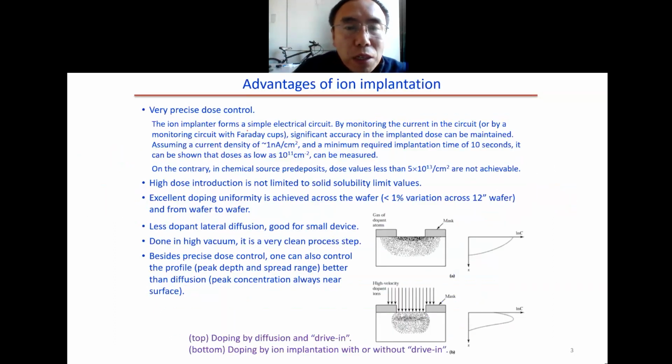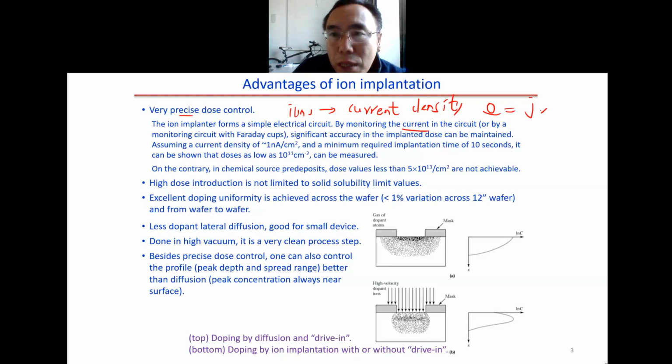For the advantages of ion implantation, first we have precise dose control. When we have the ions, we have the current. The current can be measured precisely, and we can also measure the current density. Then the dose is given by the current density times time. So dose equals current density times time, where J equals current divided by area.